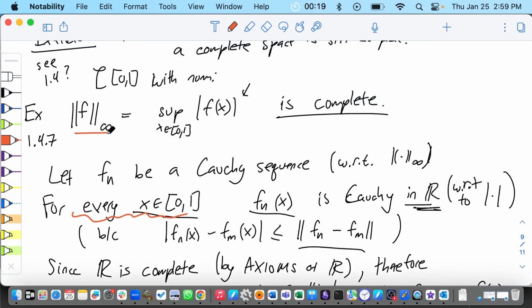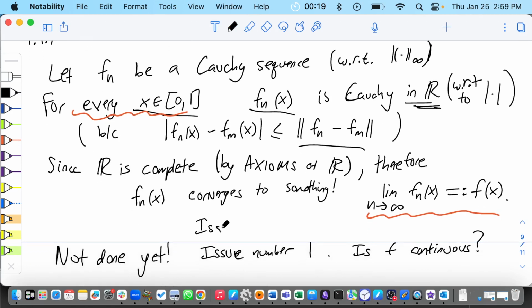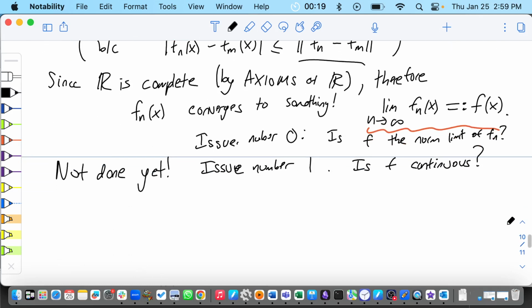So the issue is, we found this limit f, which is a good candidate for the limit. It's the pointwise limit of the fn. But the question is, is it the norm limit of the fn? So this is like issue number 0. Issue number 0: is f the norm limit of fn? And there's one little line here in the proof where they prove it.